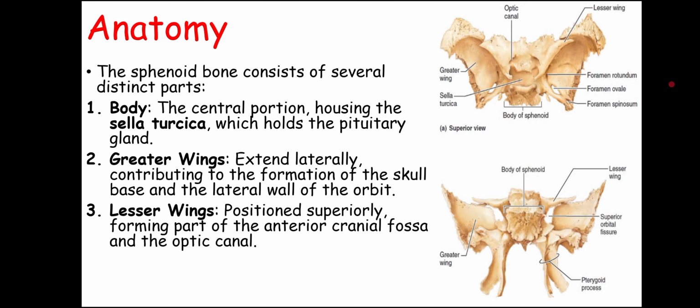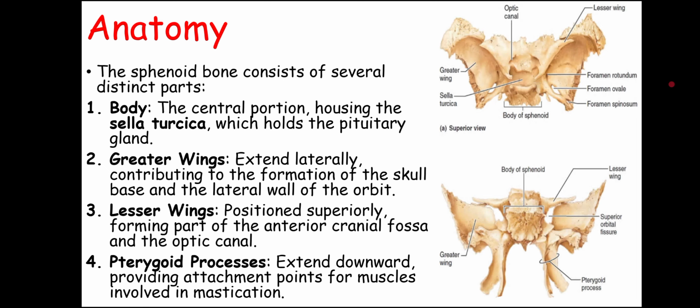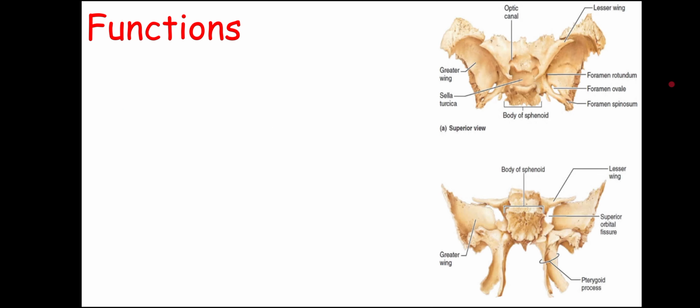And the third part of the sphenoid bone is the lesser wing, which is positioned superiorly, forming part of the anterior cranial fossa and the optic canal. It also has another structure called the pterygoid processes, which extend downward, providing attachment for muscles involved in mastication. So this was about the parts of the sphenoid bone, which included the body, greater wing, lesser wing, and pterygoid processes. Now let's talk about the functions of the sphenoid bone.